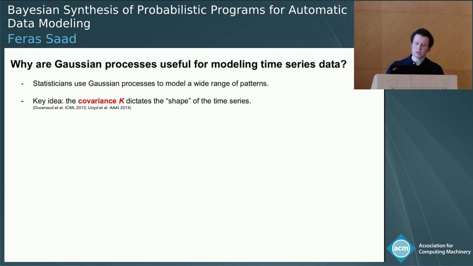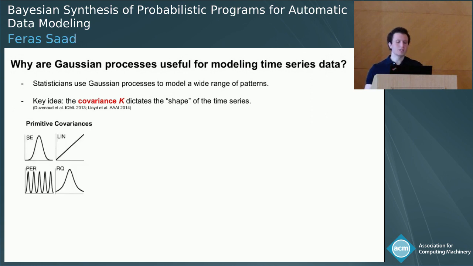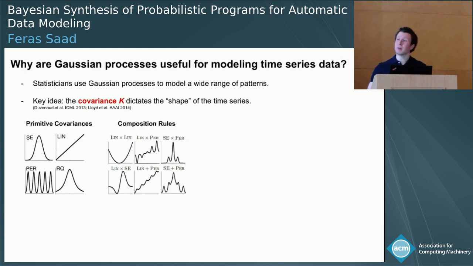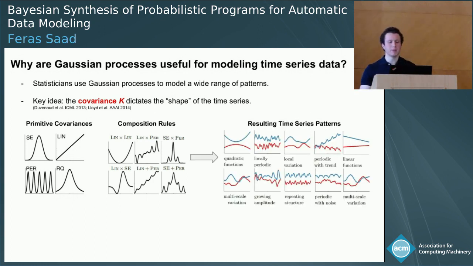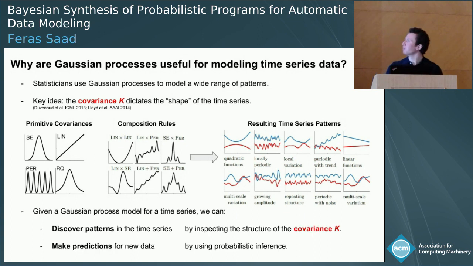Now, why are these Gaussian processes useful for modeling time series? Well, statisticians use these to model a wide range of patterns. The key idea that lies at the heart of a Gaussian process is what's known as the covariance, which specifies the shape of the time series and how the values of the function at different points covary with one another. So in recent work, what some people in machine learning have shown is that I can take these primitive patterns, such as periodicity or smoothness or linearity. I can combine these using sums and products or changes in between the covariances. And what I arrive at are a very large set of time series patterns, such as local variation, periodicity and trends, things with growing amplitude, repeating structure. Once we have a Gaussian process model for a time series, we can discover patterns in the time series by inspecting the structure of the covariance, and we can make predictions for new data by using probabilistic inference.